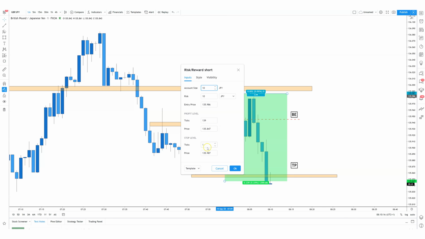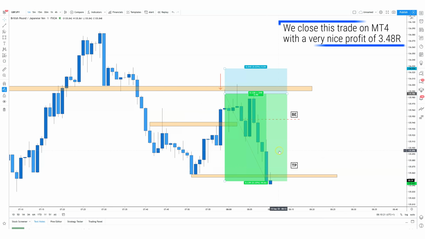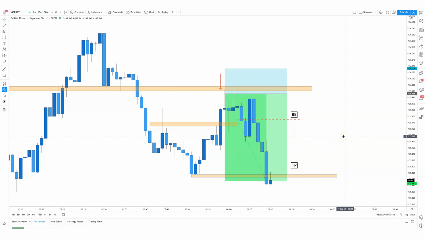And then we had a 4 pip stop loss. So let's see where this was at. So we close this trade on MT4 with a very nice profit here of 3.48R. So a great trade. And as I said, don't fret when this happens. Just let it run out.